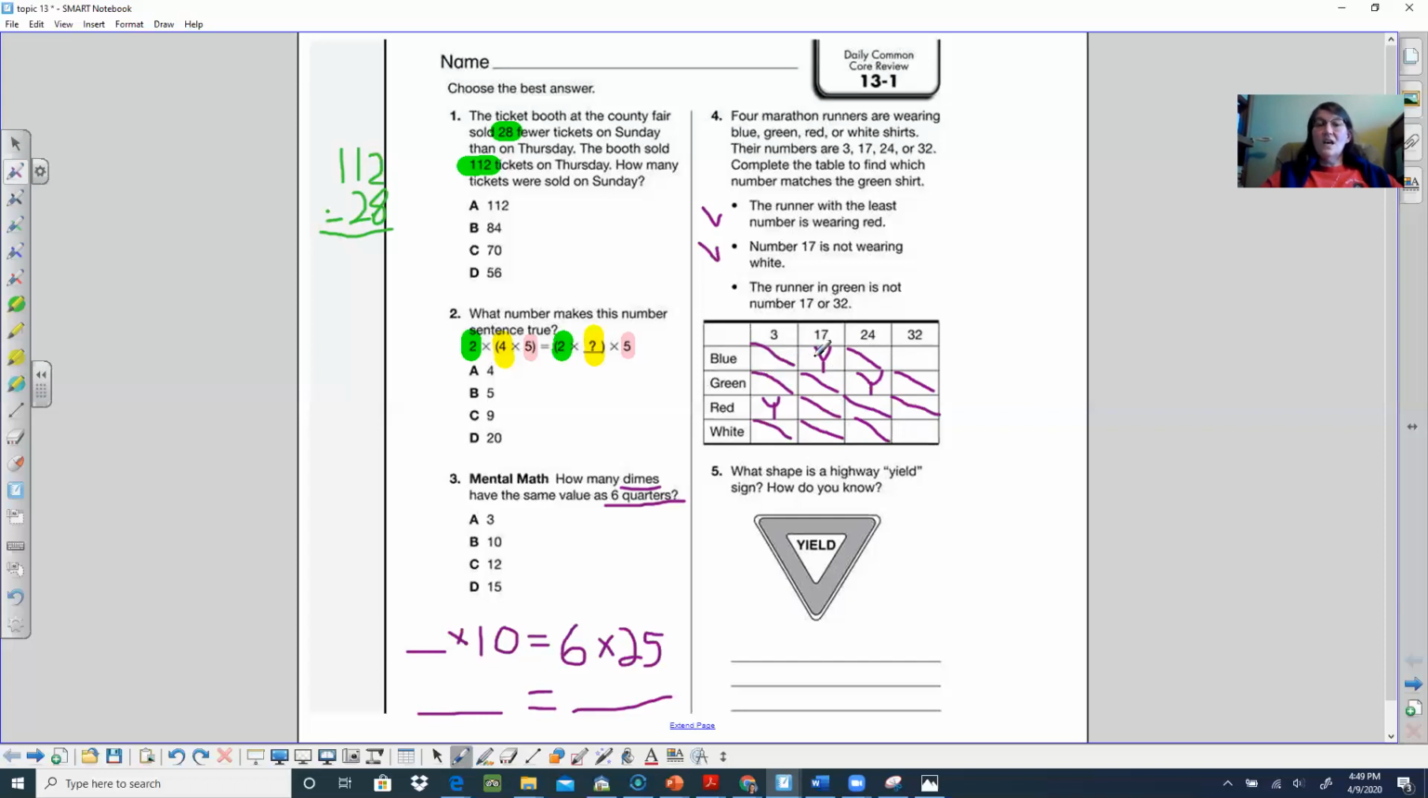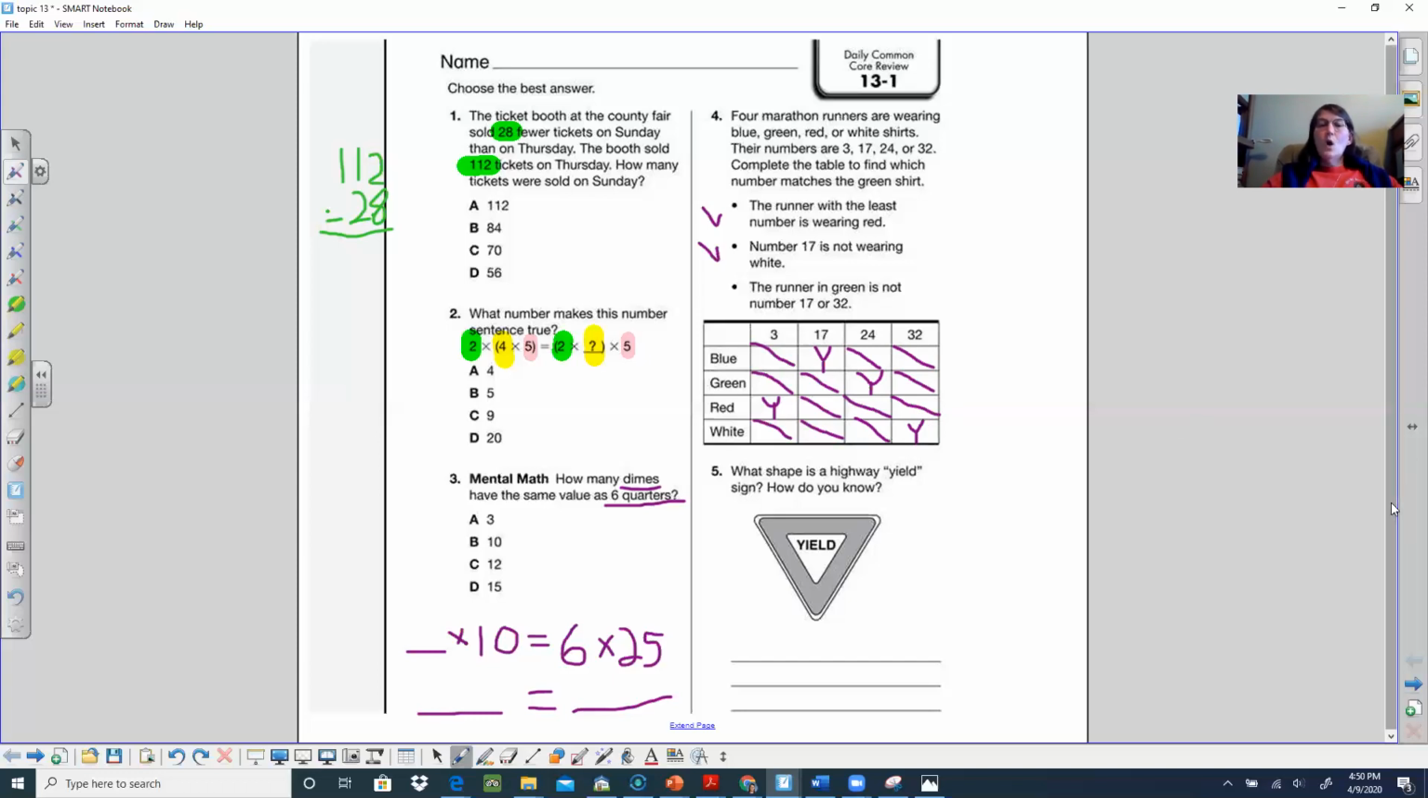Now, if this guy's a yes, then these three have to be no's, which leads me to this very last spot. This is the only spot left open. So white has to be 32. So some people find these fun. When I was your age, no, I would not have found that fun. Okay.